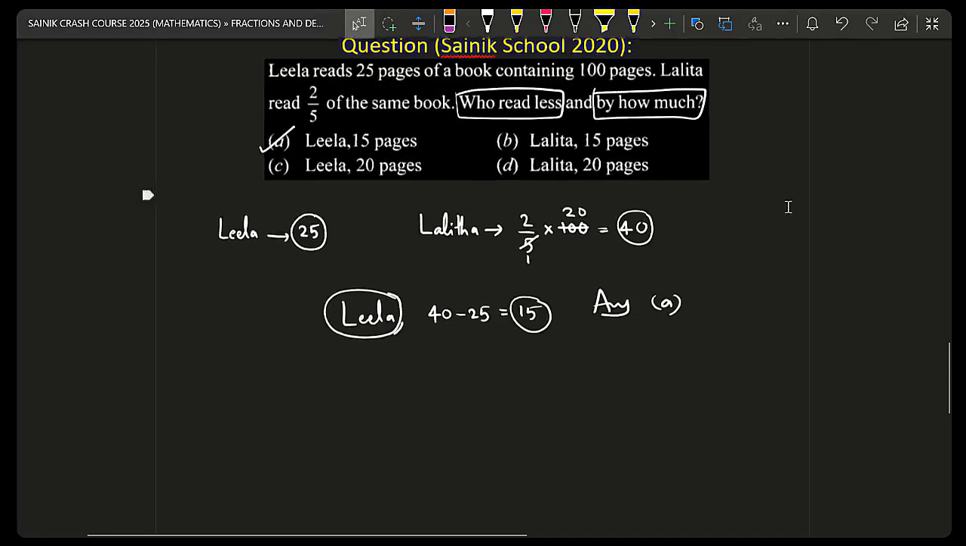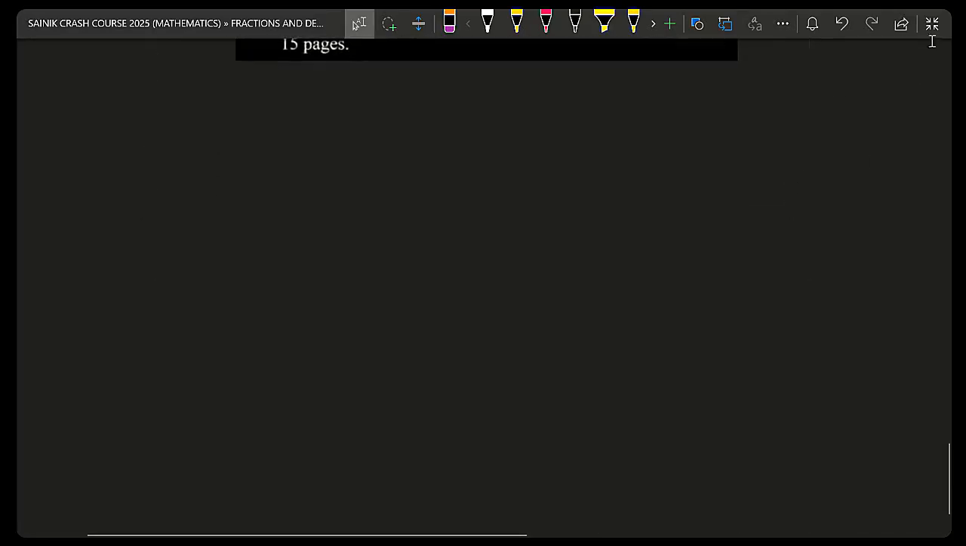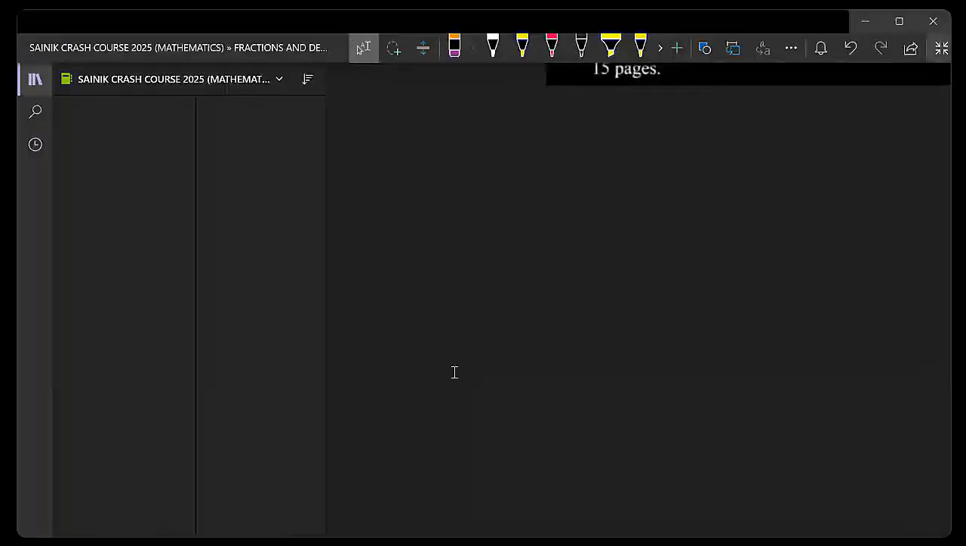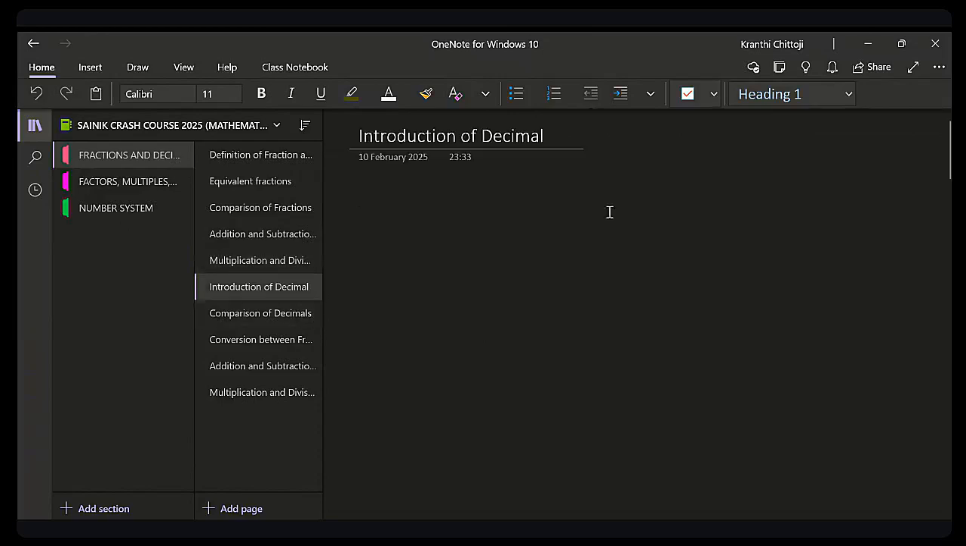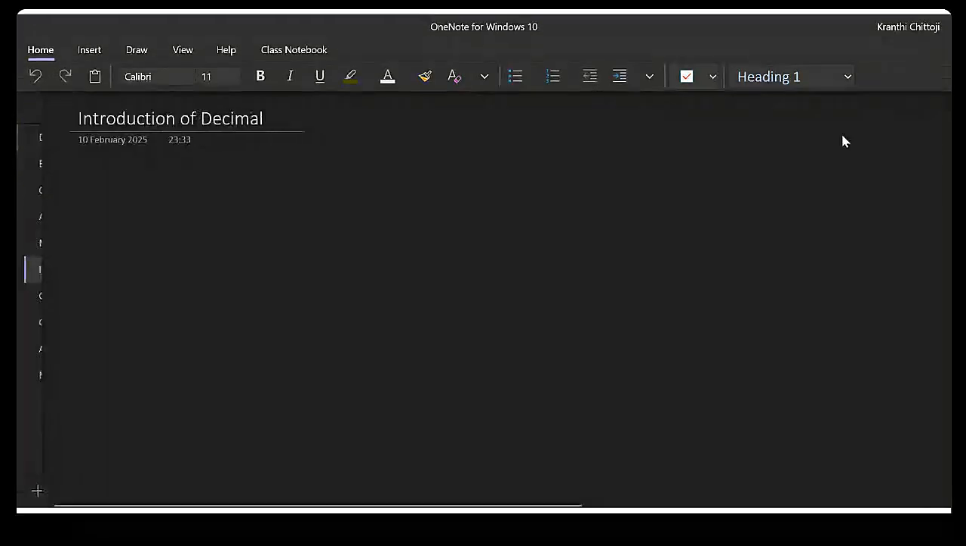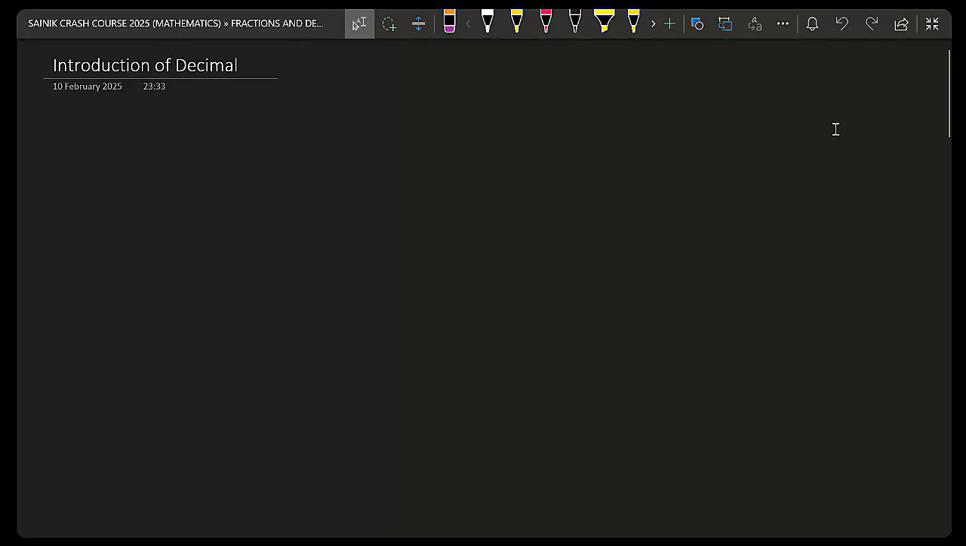Okay, next question. So this is about multiplication and division of fractions. We'll take more questions. First, now we are going to start decimals. So till now we discussed fractions and the fundamental operations between fractions, how to compare fractions, etc. Now fraction and decimal are not different, they are the same. Every fraction can be converted into a decimal and every decimal can be converted into a fraction.